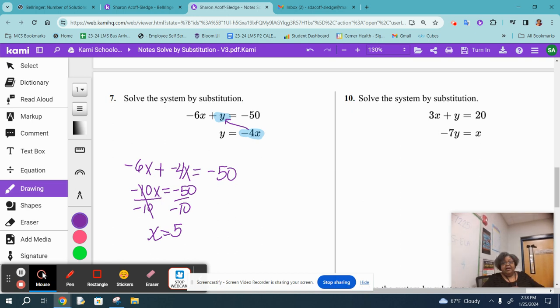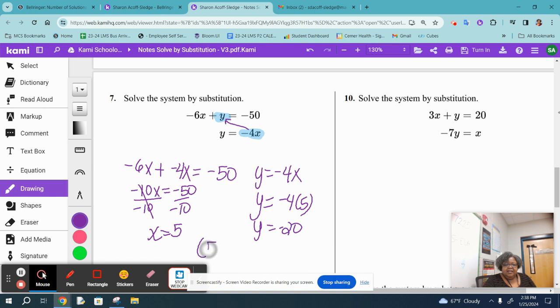Okay, now, so I have x equals 5, and I'm going to substitute that into this equation because I need y. I can substitute it up here, but that's too much drama. So y is equal to negative 20. And so here's my answer, x comma y.